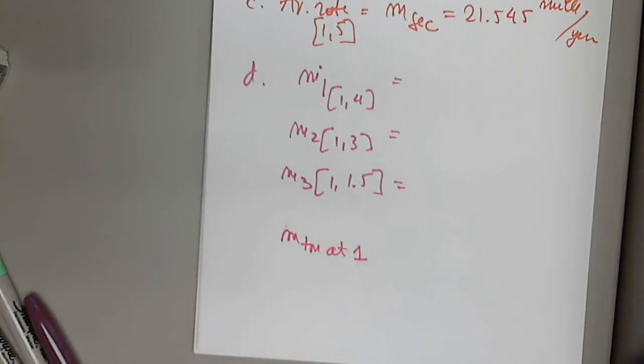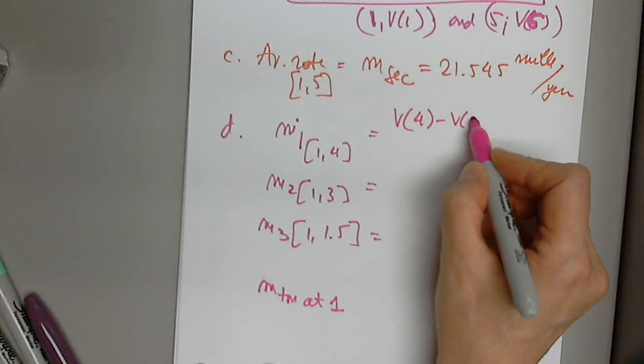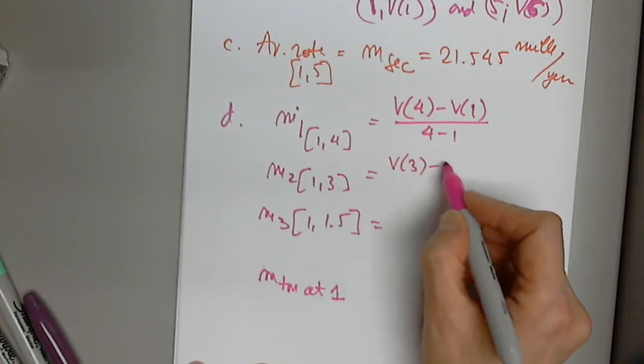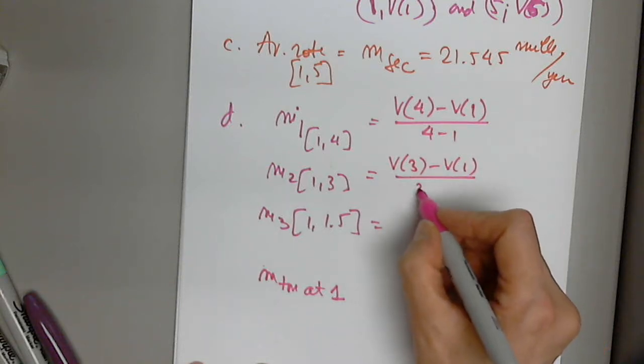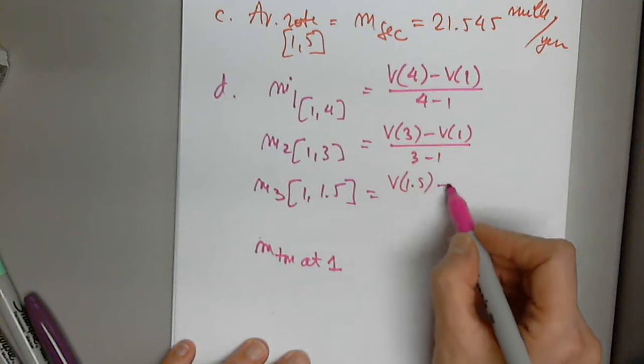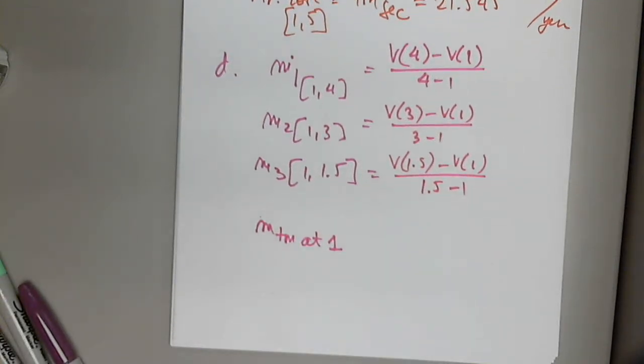Okay, and then what I would like to determine is the slope of the tangent line at 1. So what will I have to write? Well, like before, v of 4 minus v of 1 over 4 minus 1. v of 3 minus v of 1 over 3 minus 1. v of 1.5 minus v of 1 over 1.5 minus 1.